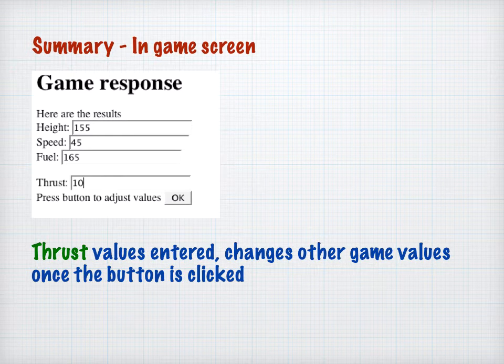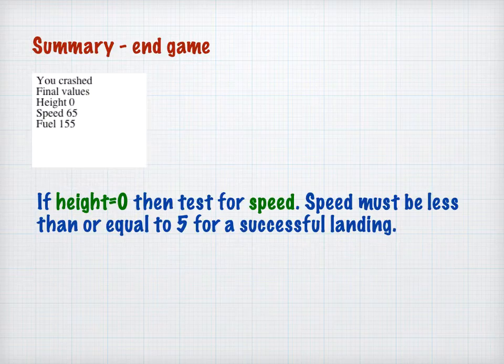And what happens is you go round and round the game over and over again, entering values until you eventually land the craft. And what you're doing is you're altering the value of the height, and when the height is 0, obviously you've landed, and what you want is you want your speed to be 5 or less, otherwise you crash the craft. And either you succeed or you don't succeed in landing the craft, then you get some sort of message at the end.